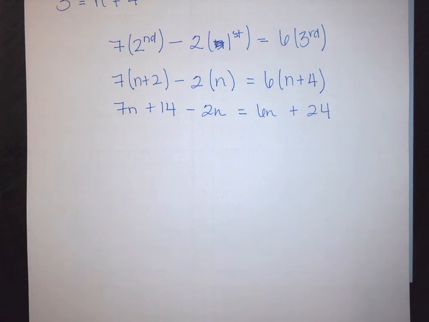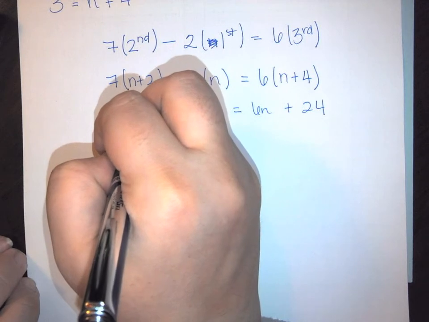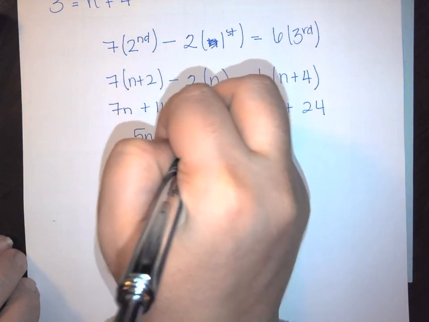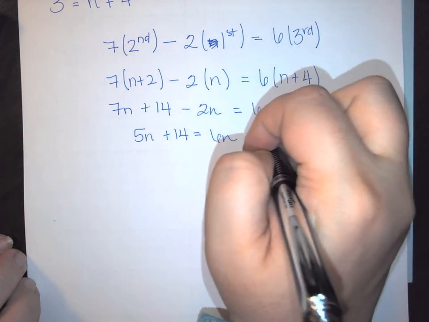So we're going to go ahead and work on combining. So the first thing that we've got here is we have 7n minus 2n. So that's going to give us 5n plus 14 is equal to 6n plus 24.